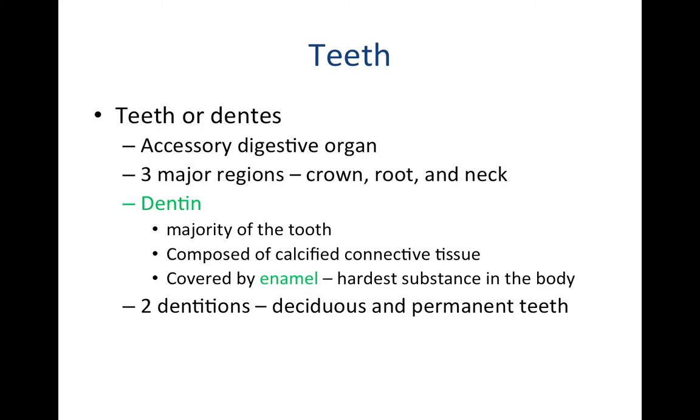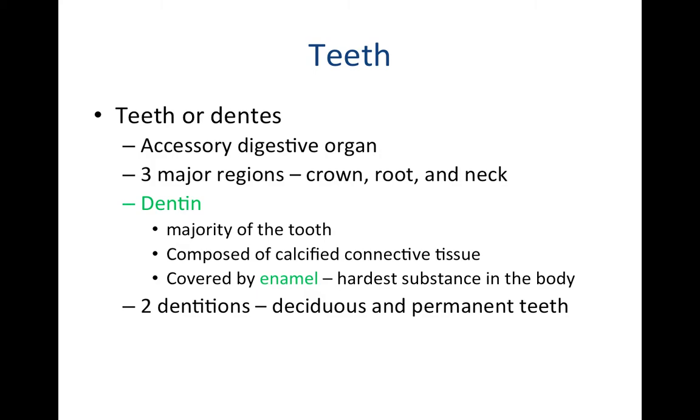Your teeth are also accessory digestive organs. They help in mechanical digestion, the physical mashing up of your food. There are 3 major regions we'll look at in the next picture. One thing I do want to point out is when we look at your teeth, we often think about the enamel on the outside, which is what we can see. And enamel is fantastic, helps to protect our teeth. It's the hardest substance in your body.